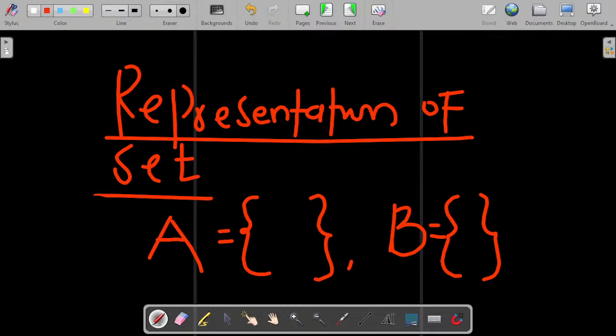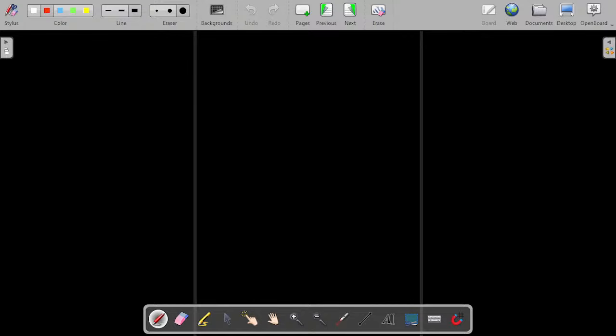Alright, so next is set notation. These are just the concepts. You need to know these concepts before you can solve any question in them. You need to understand all these concepts before you can solve any question.